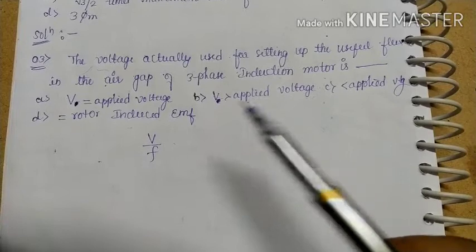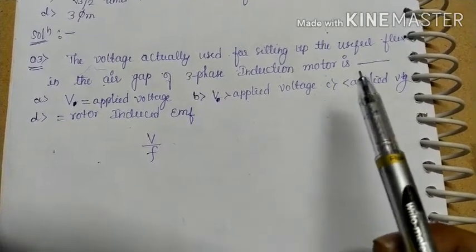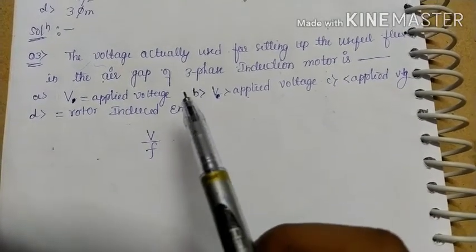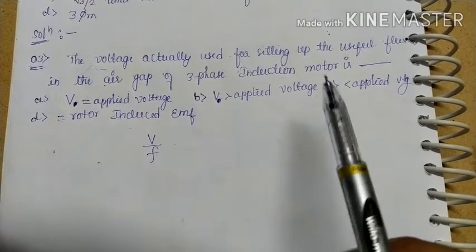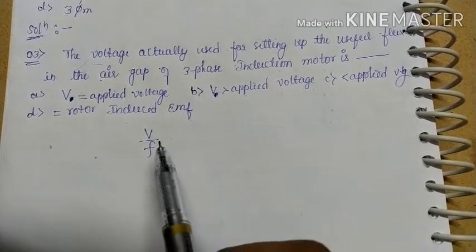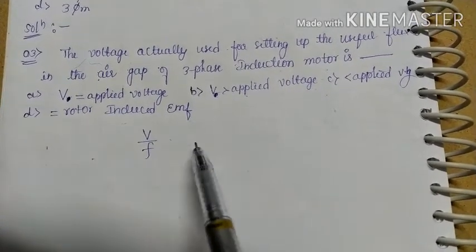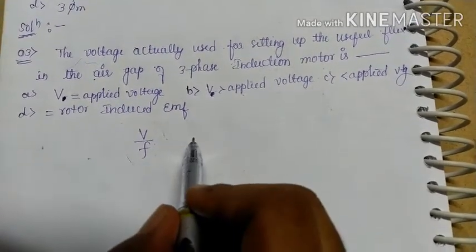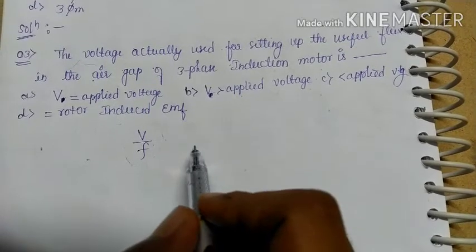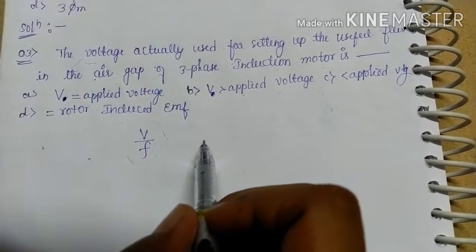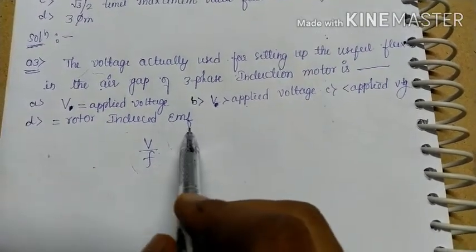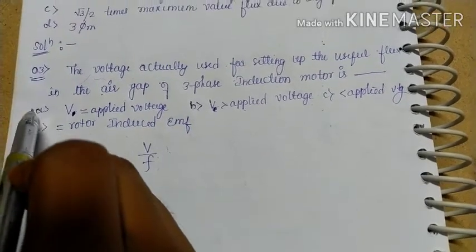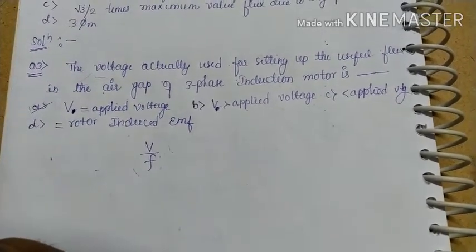We know that in a 3-phase induction motor, the useful flux set up in the air gap is proportional to V by f. In order to satisfy this operation, the flux phi should be the rated one. To achieve that, the voltage should be equal to the rated voltage. So option A will be the answer.